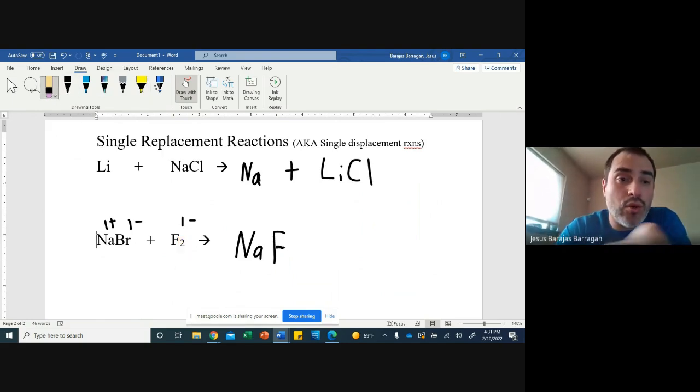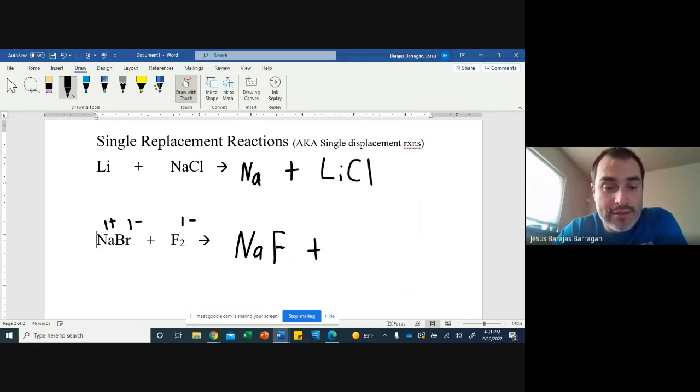Okay, who is my new lonely person in this case, or my new lonely element? In this case, it's going to be Br. If you look at the list of those diatomic molecules, bromine is there, so you need to put a 2. Okay, let's check the charges. Sodium has a 1 plus, fluorine has a 1 minus, based on the periodic table. Do we need a crisscross? Not in this case, because the numbers are the same. Okay, so it looks good.